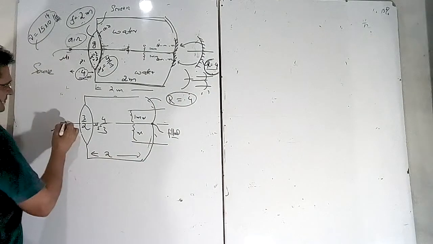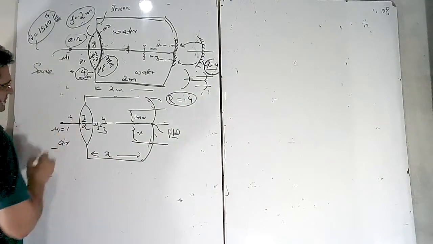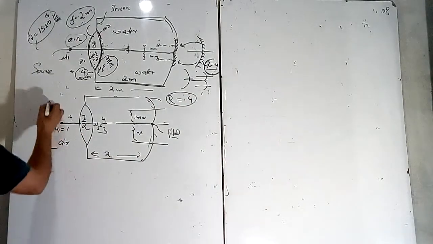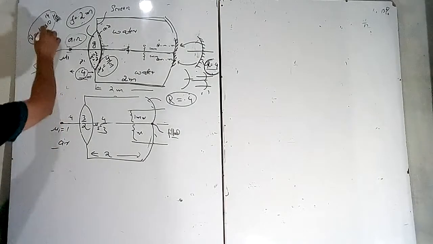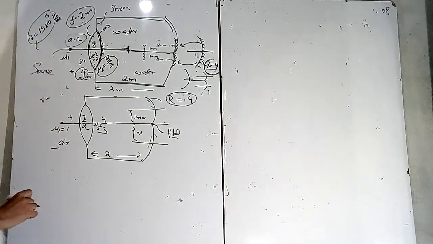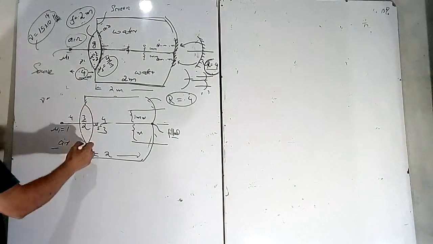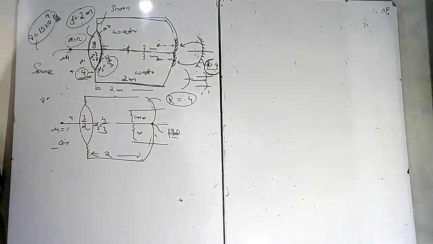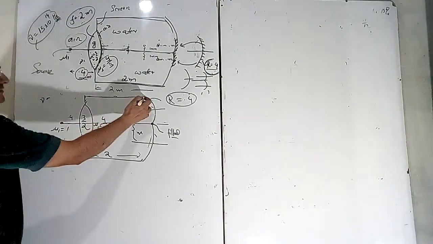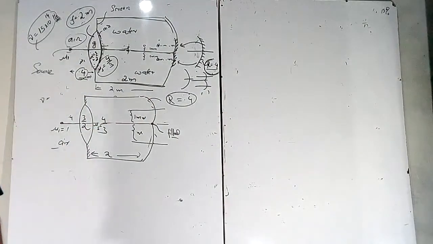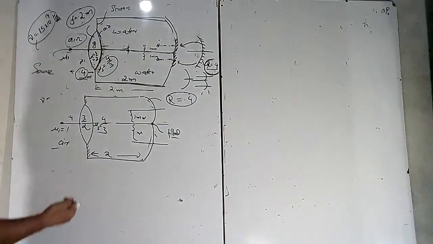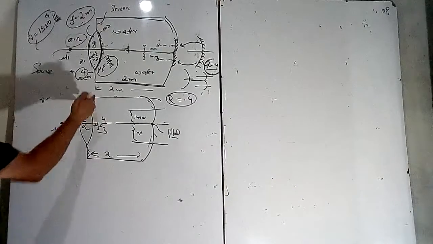There is a light source here at a distance of 0.4 meters. The frequency of light source is 15 into 10 to the power 14 hertz. There is a screen here inside the water, inside the container. We have to find what will be the width of the fringes which will be formed on this surface here.